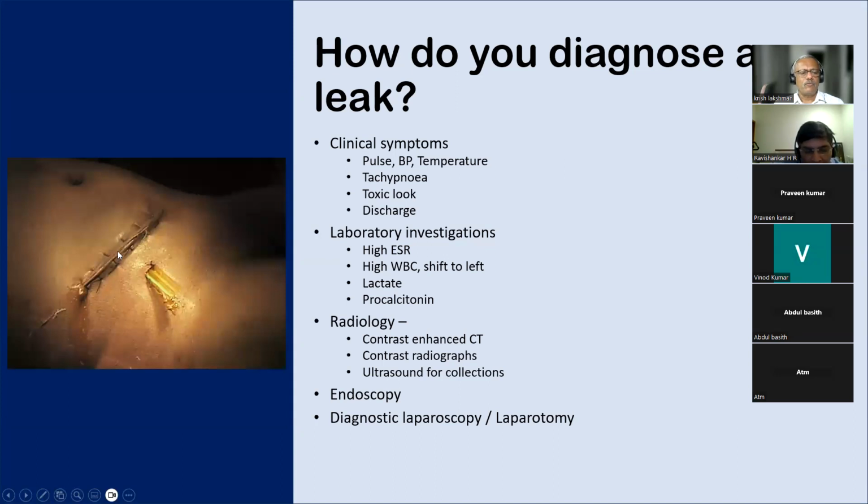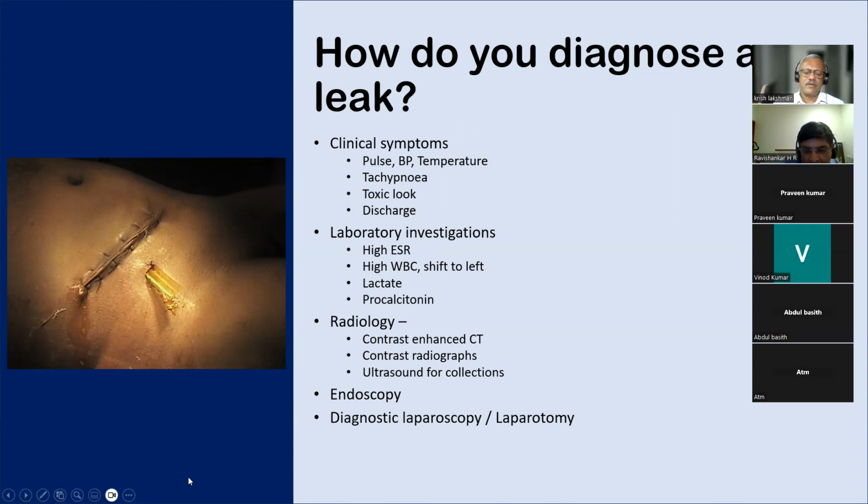I got this patient who had an appendicectomy 4 days previously. They had left a drain like this, and you can see fecal matter coming through the drain and from the wound as well. Okay, so discharge, laboratory investigations, high WBC, lactate and procalcitonin are the sepsis markers.